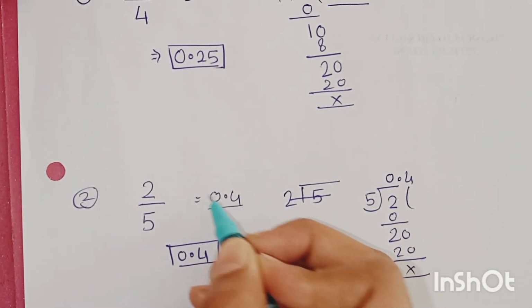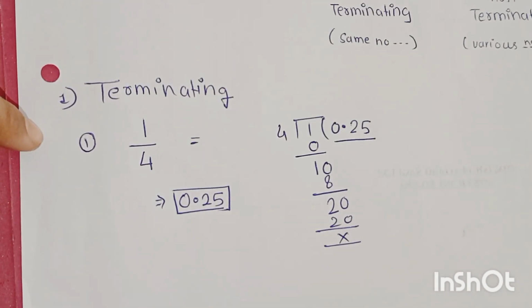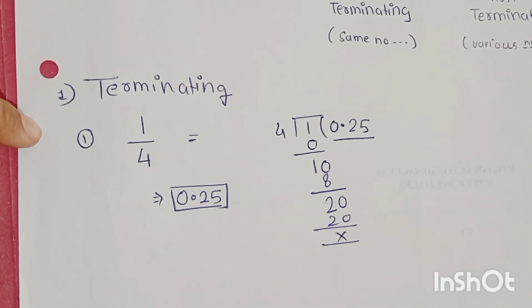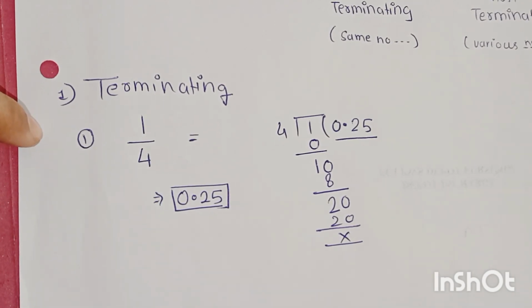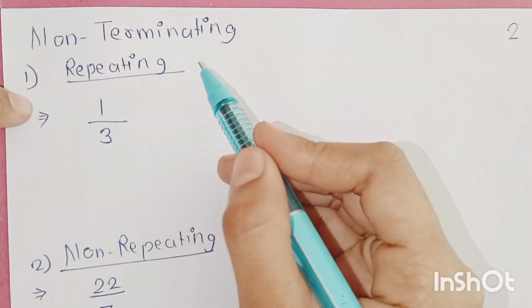We are not supposed to extend that number by adding any more digits. We are successfully done with that. That is nothing but a terminating number only. Hope you are done with the terminating numbers. Let us move to the next topic, that is non-terminating numbers.